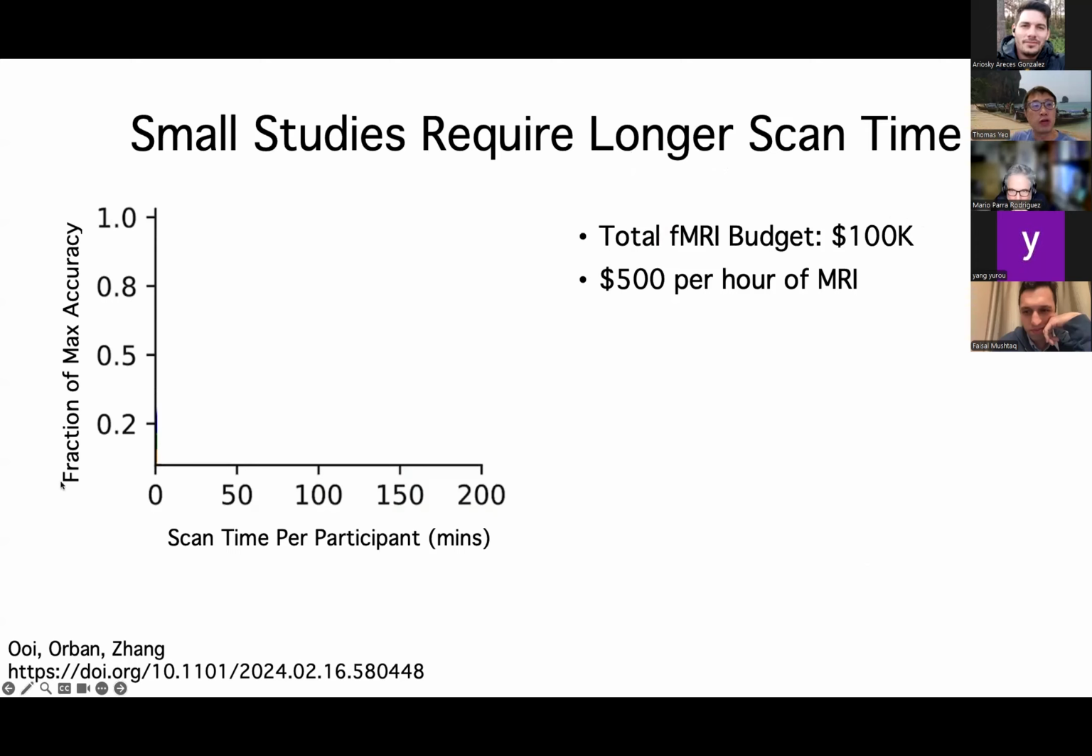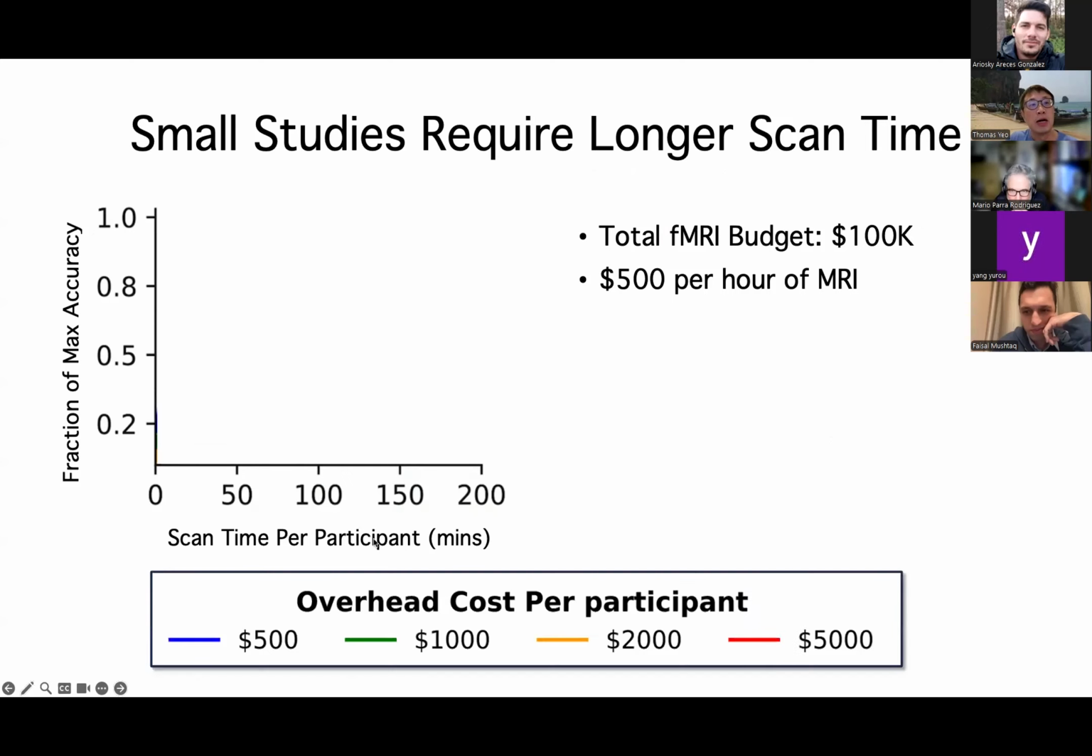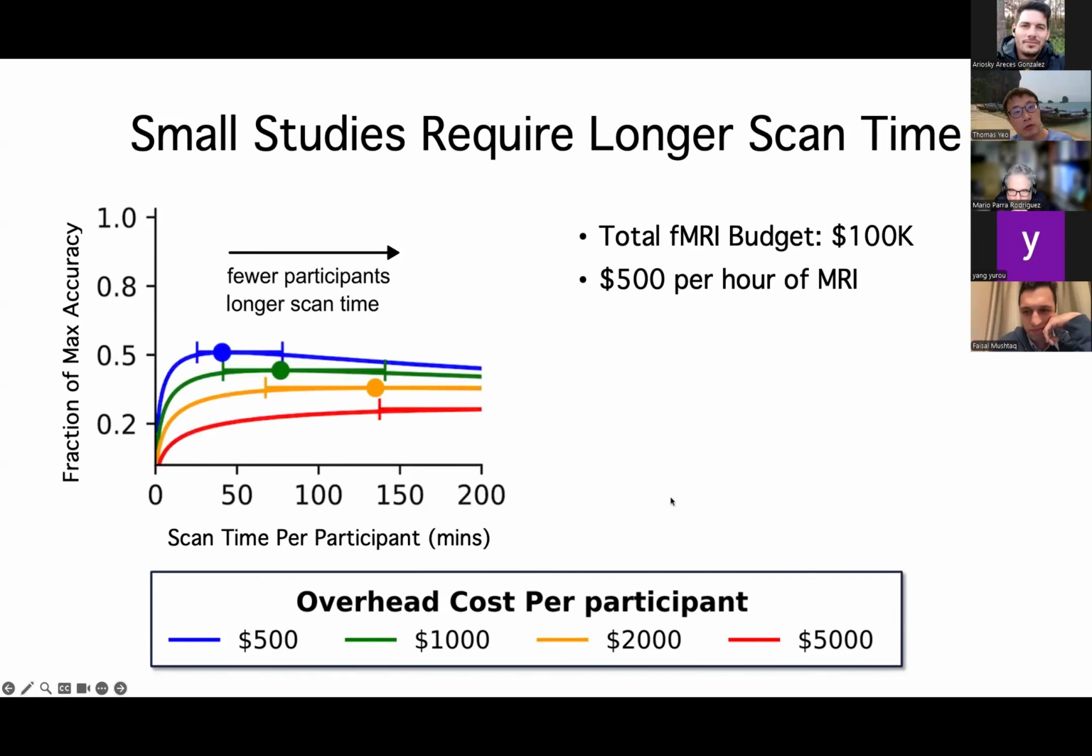The y-axis here is the fraction of maximum accuracy. The x-axis is the scan time per participant. I'm going to show you 4 curves corresponding to different overhead costs per participant. And here are the 4 curves. As we go from left to right, the scan time per participant increases, but the sample size decreases, so that the fMRI budget is held constant at $100,000. These solid circles show the optimal scan time per participant in order to maximize prediction accuracy.